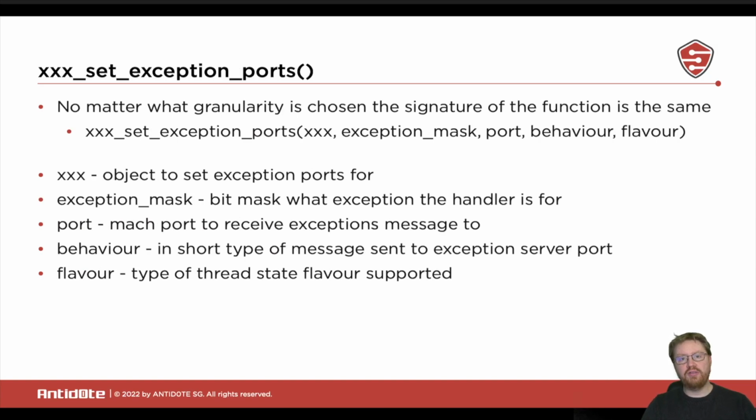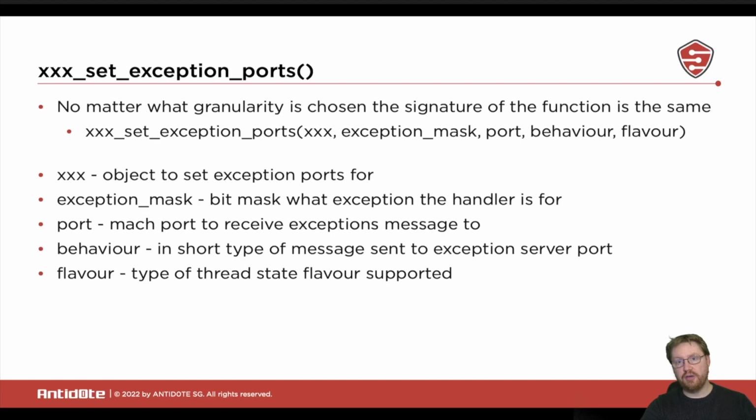All three of these XXX_set_exception_ports functions have the same prototype. So it doesn't matter what granularity you choose, you always call them with the same arguments. The first parameter is the object that you are setting the exceptions for: the host, the task, or the thread. Then you specify the exception mask. That's a bit mask of which exceptions you are interested in. Then you set the port, which is the Mach port that receives the message from the kernel.